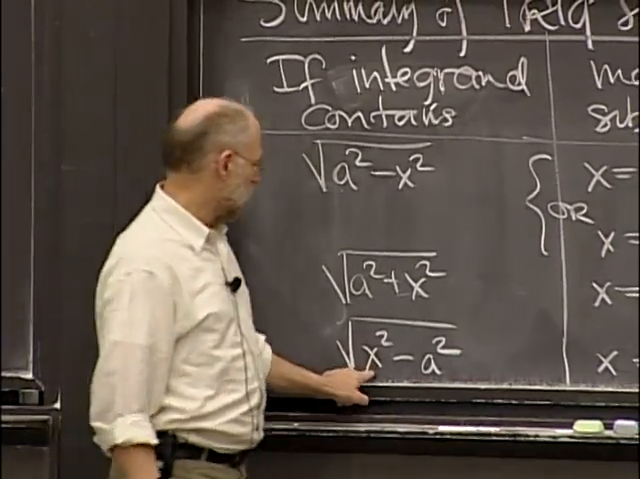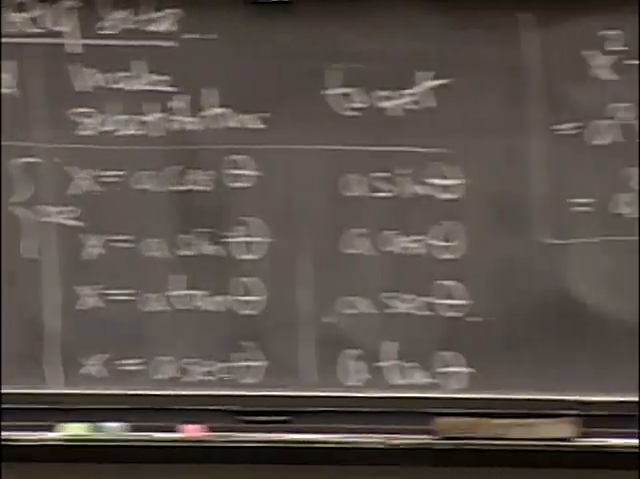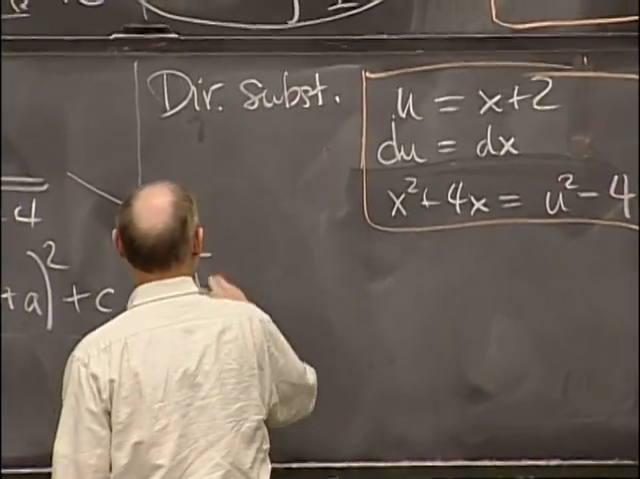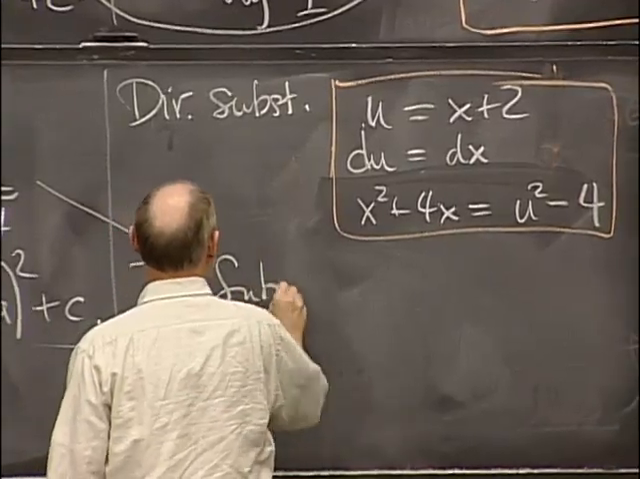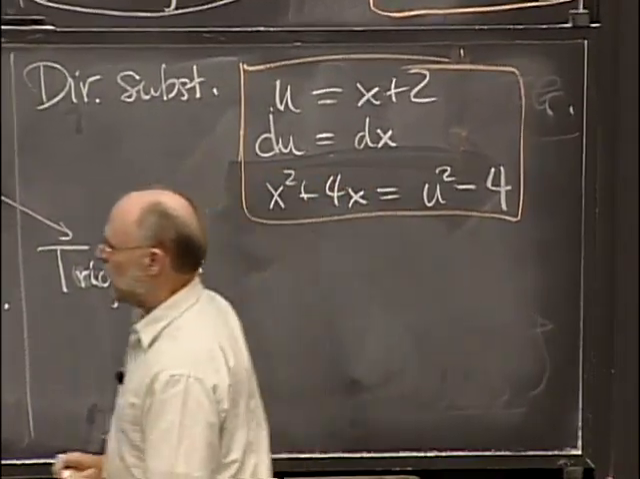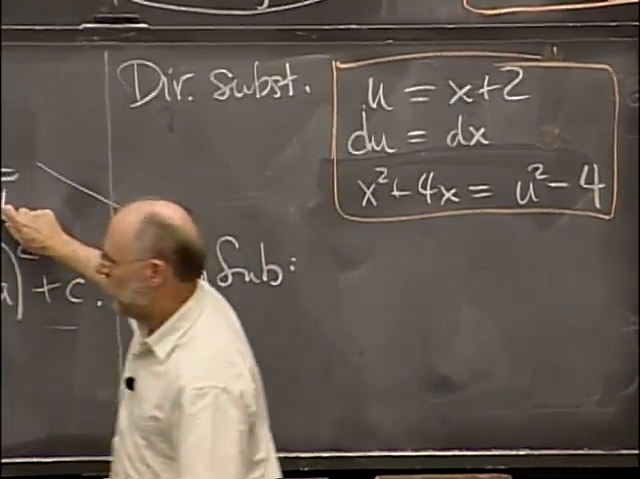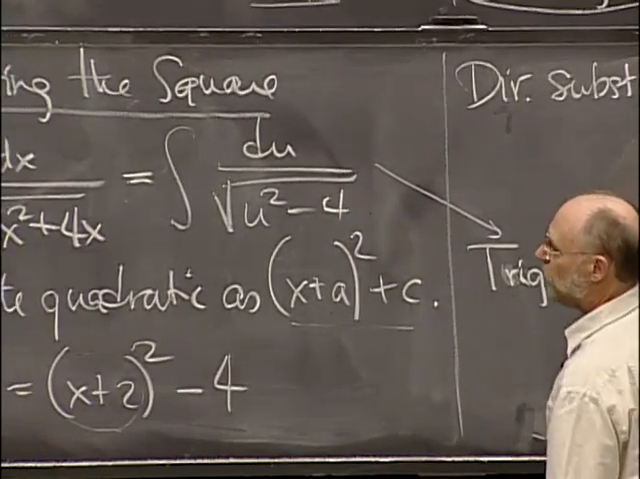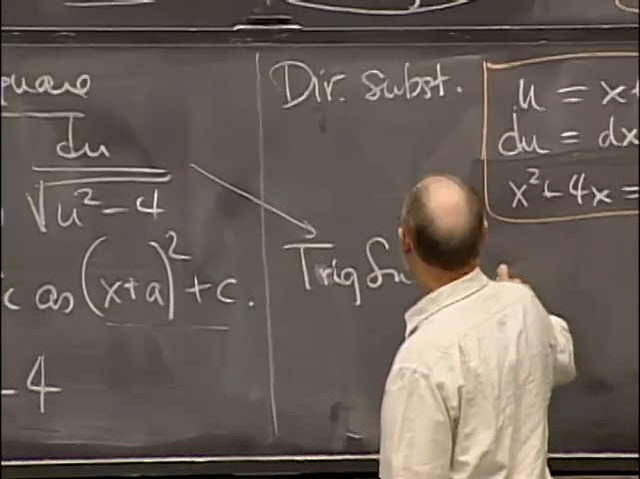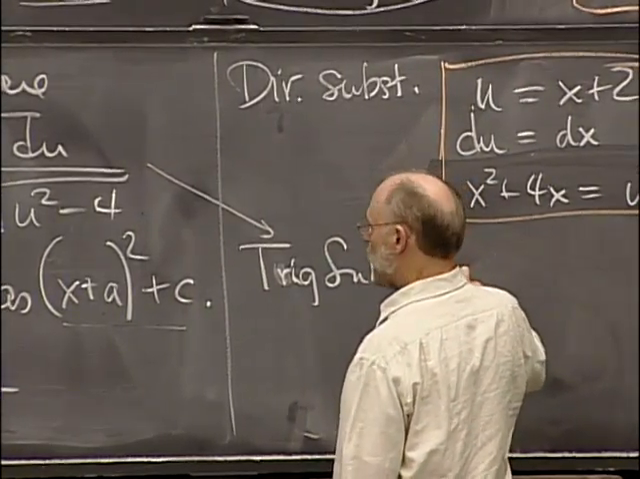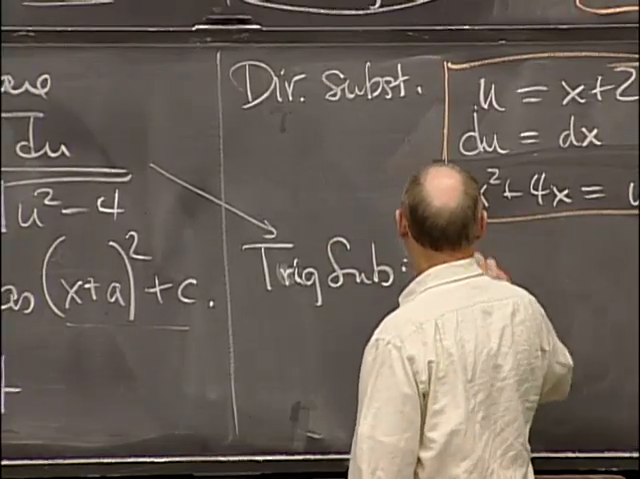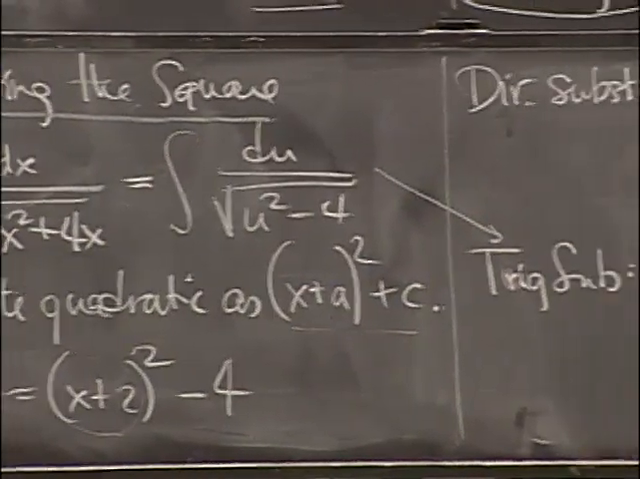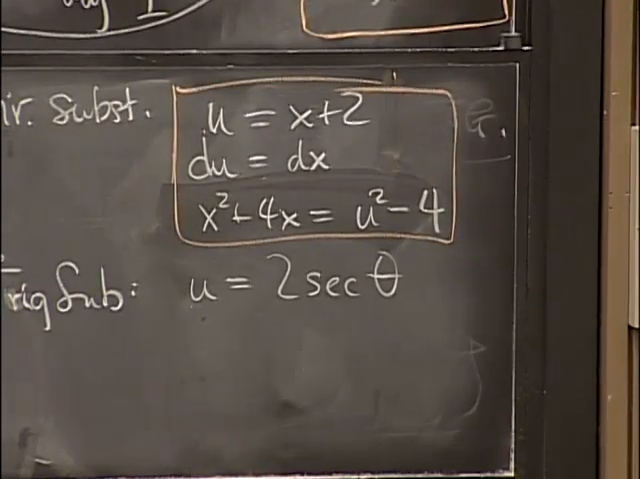Except for the use of the letter x here instead of u over there, that tells me what I want. So to handle this, what I should use is a trig substitution. The trig substitution that's suggested, according to the bottom line, with a equal to 2, so a squared is 4, is that I should take u equal to 2 secant theta, a letter I haven't used before.